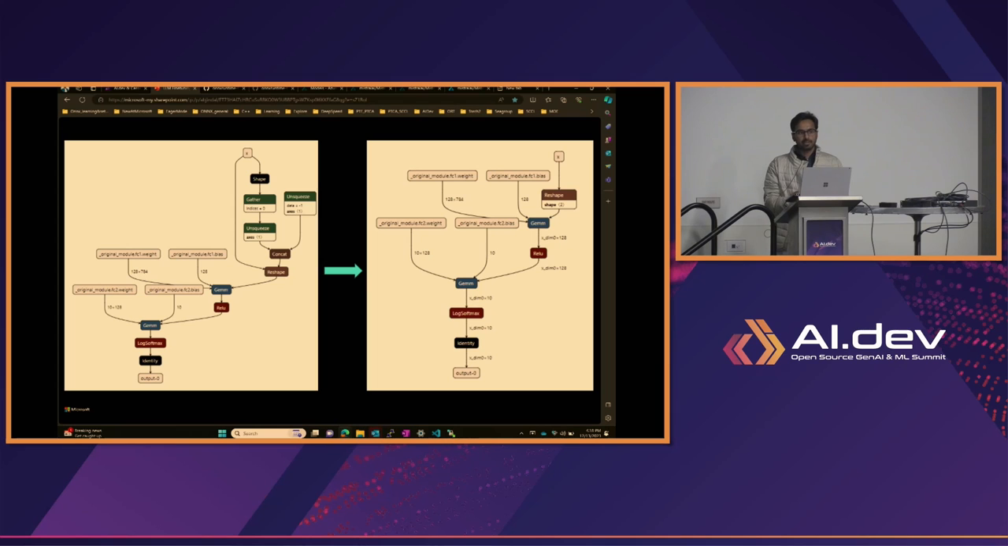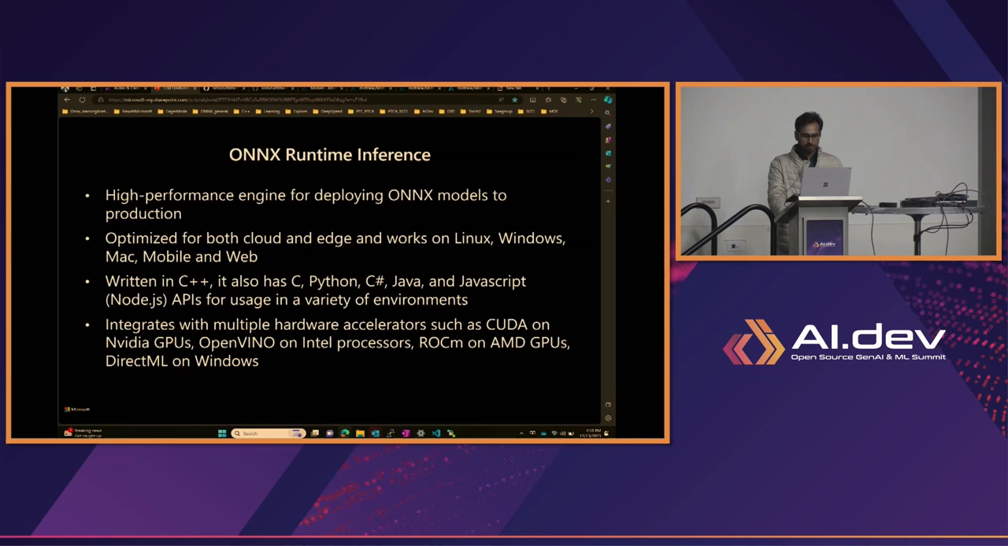We also integrate some kernels to optimize your training runtime as well as inference. This is just a simple example, but the optimizations which are done can also include fusing a lot of layers into a single layer norm fusion or something like that. So that is what ONNX Runtime does for optimization.